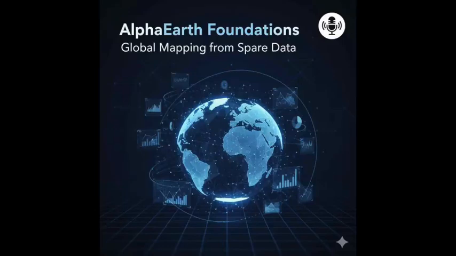Imagine having a universal language to understand our planet, a language that translates the chaos of satellite data into clear, actionable insights, from the most remote forests to the most intricate urban changes. That's precisely what a groundbreaking new model called AlphaEarth Foundations, or AEF, is striving to achieve. We're talking about making sense of the overwhelming torrent of Earth observation data we collect every single day.